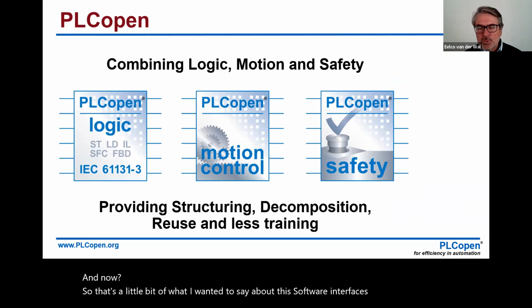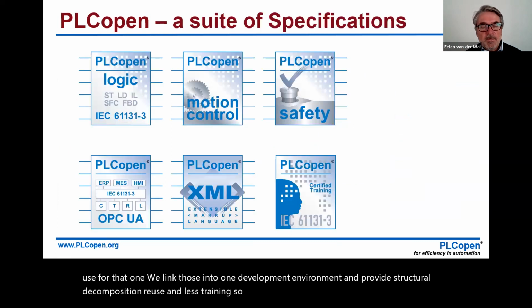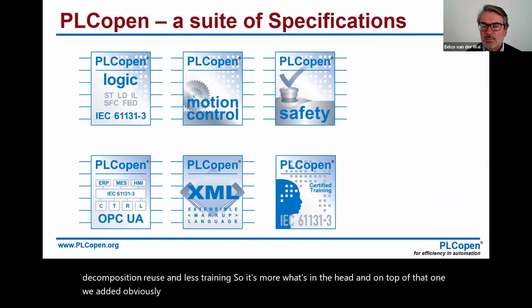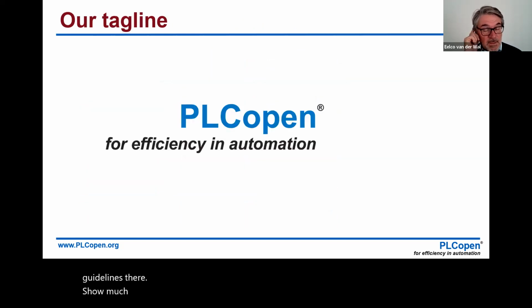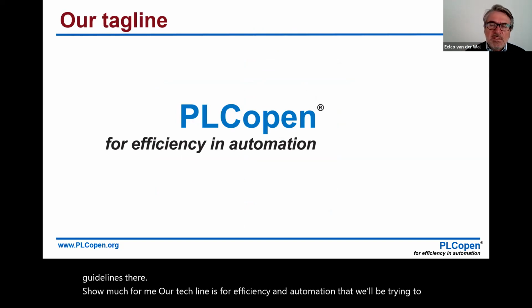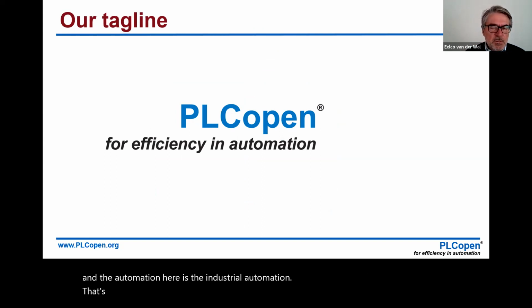Logic, motion, safety, you saw that one. We link those into one development environment, providing structuring, decomposition, reuse, and less training. So it's more about what's in the head. And on top of that, we added OPC UA and XML as interfaces, and we did a lot of training to give guidelines there. So much for me. Our tagline is for efficiency and automation. That's what we try to achieve. And the automation here is the industrial automation. That's now sometimes called OT, operation technology, versus IT, information technology.